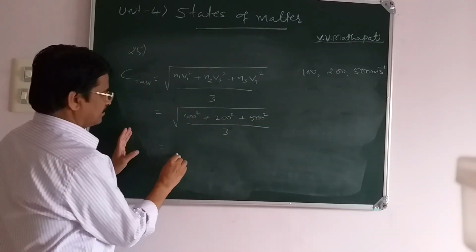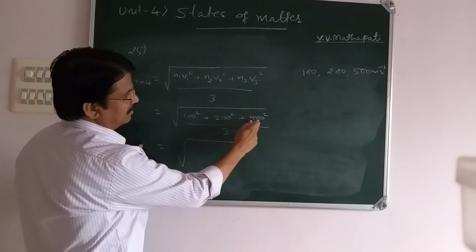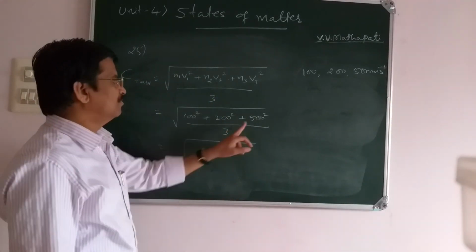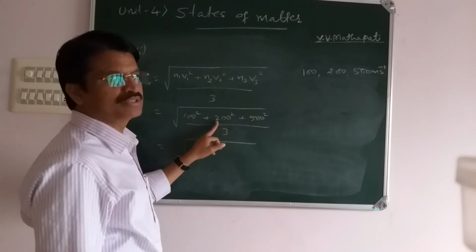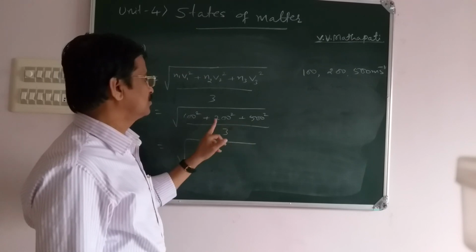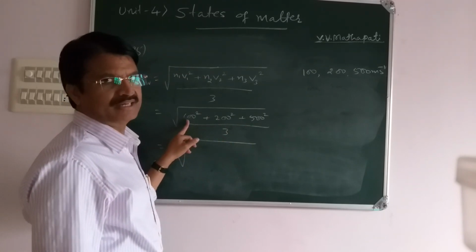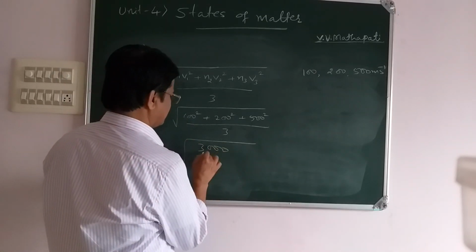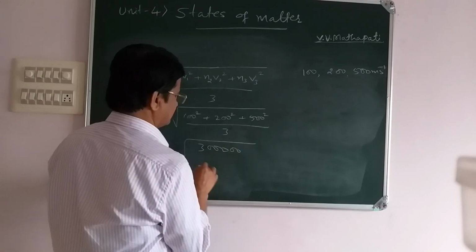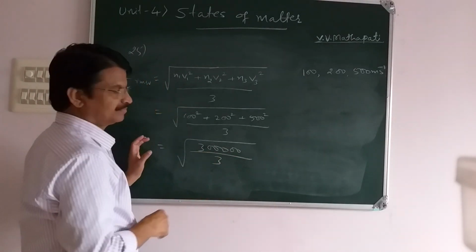Next, 100 square, 200 square, 500 square. 5 5s are 25. Then 2 2s are 4. 25 plus 4, 29. 1 into 1, 1, 30. Means we get the answer here 3 lakhs, 5 3.